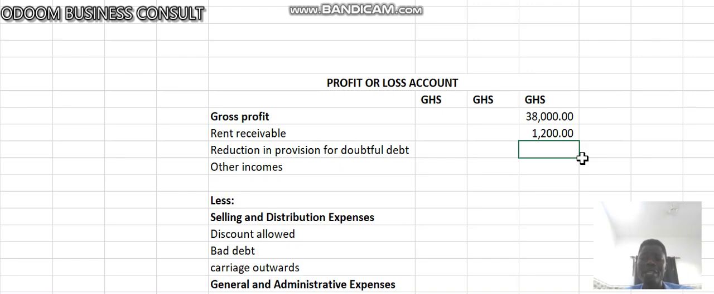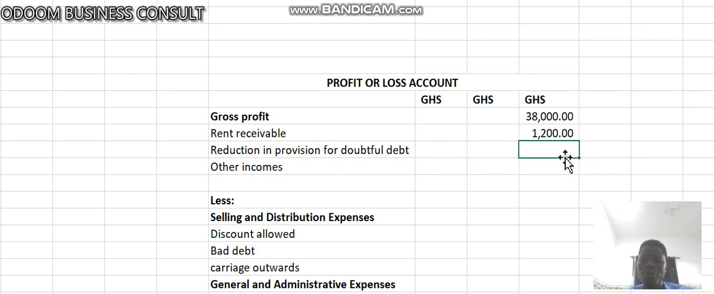Because let's say you have made a provision of, say, 1,000 cedis or $1,000 or £1,000. That is the provision that you have made. And it happens that 900 didn't pay. So it means that you have an excess of 100 because your provision has actually fallen. So the provision that you make, if it falls, then it becomes a gain to you, which must be added to your gross profit.